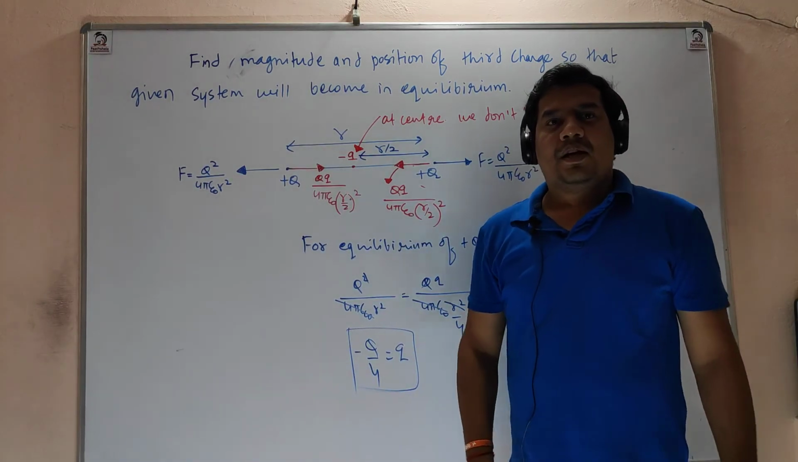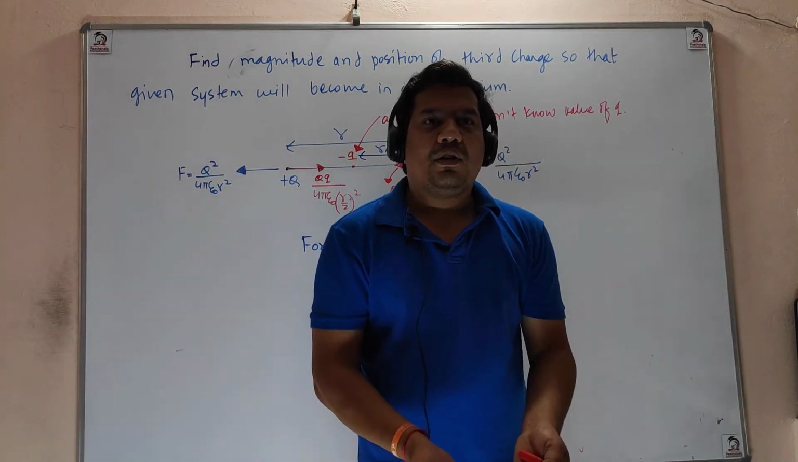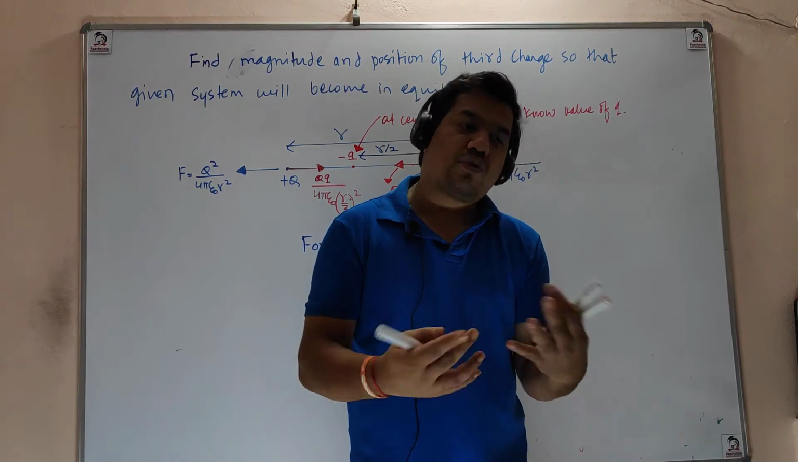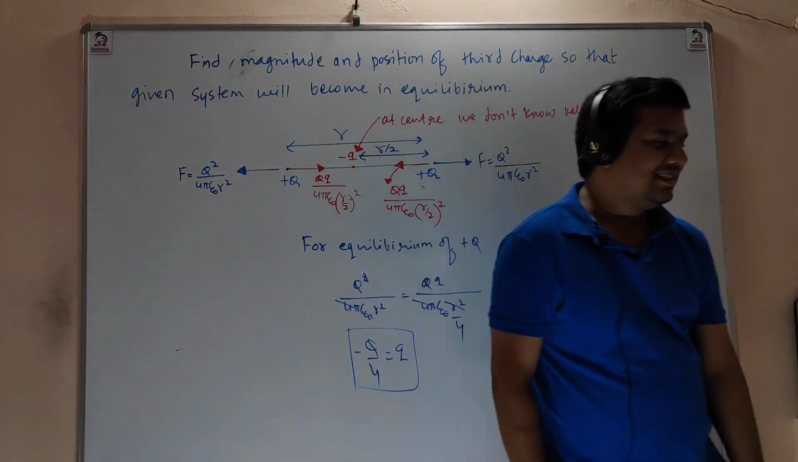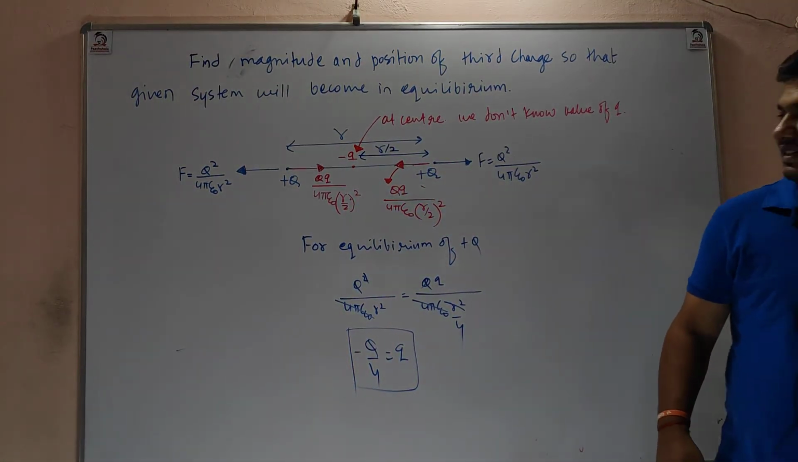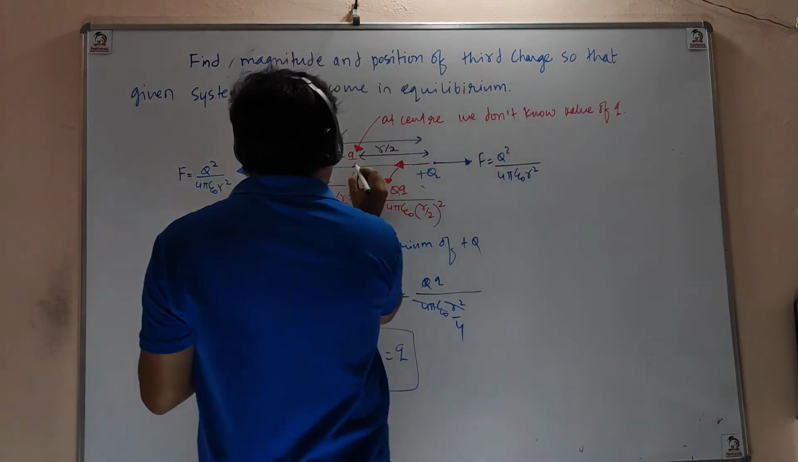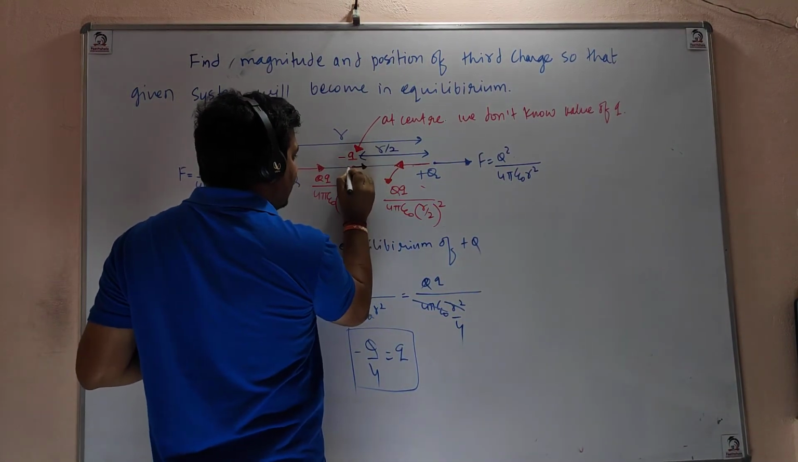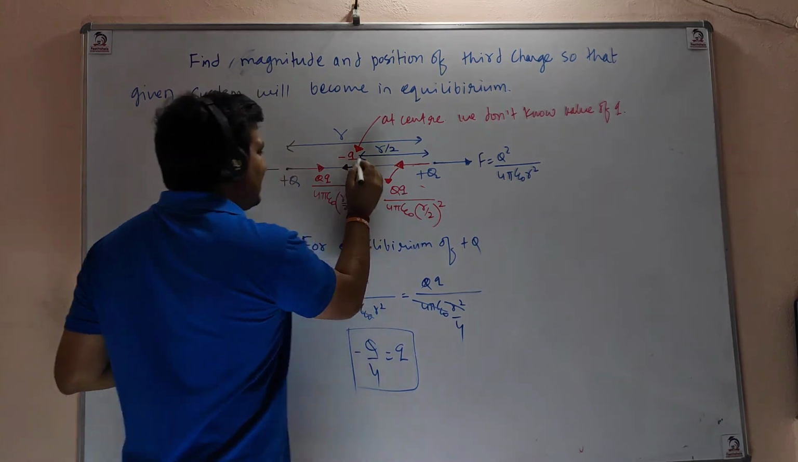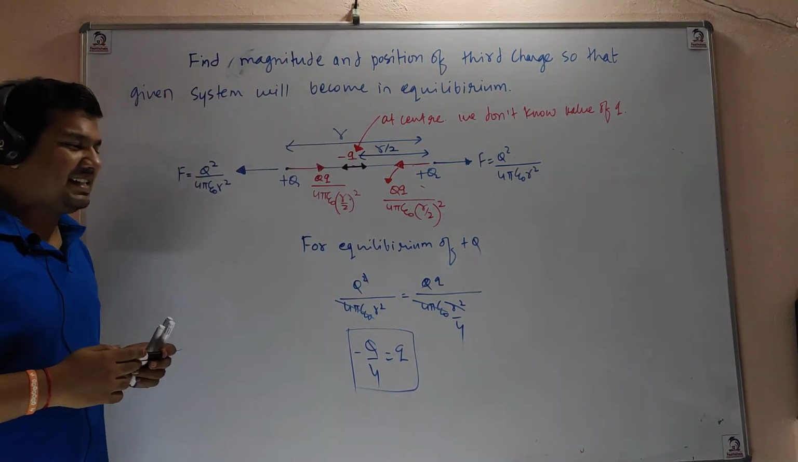What about minus Q itself? It is also in equilibrium. Why? Because it is in center. Minus Q is in center, so both the charges will attract minus Q with same forces. So minus Q itself is in equilibrium because it is at center.